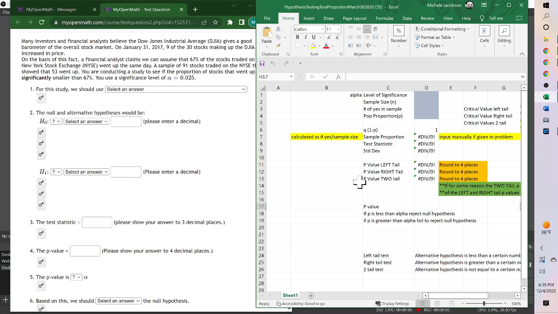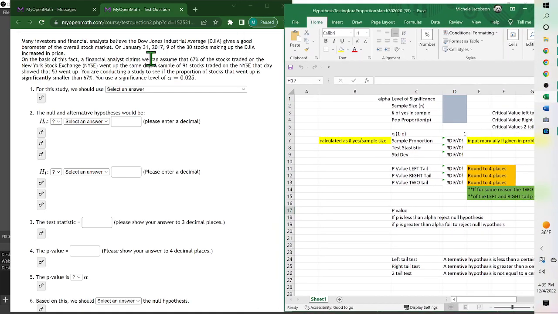For this problem, we want to use the hypothesis test for proportion. And it's stating many investors and financial analysts believe the Dow Jones Industrial Average gives a barometer of 30 stocks. On this basis, a financial analyst claims we can assume 67% of stocks traded in the New York Stock Exchange went up.